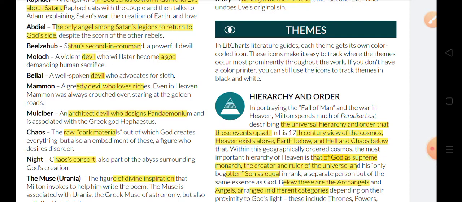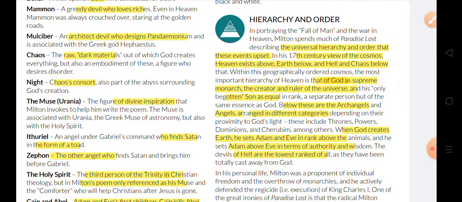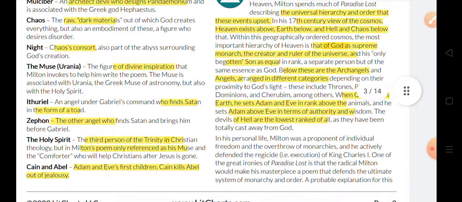And Belial, who was again a devil. And Mammon, a greedy devil, a false god who loved riches. Mulciber, an architect who designed the Pandemonium. And Chaos, the raw dark material, as a character. And Night, the consort of Chaos. And the Muse, the figure of divine inspiration.